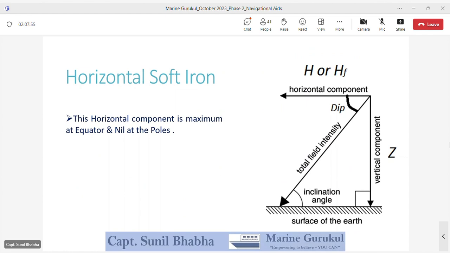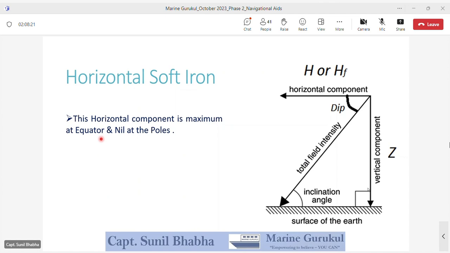Now we are aware that the horizontal component of the Earth's magnetic field, which is H or HF, is the maximum or the strongest at the equator, because 100% of the magnetic field of the Earth is lying in the horizontal orientation, making the H or HF very, very strong.